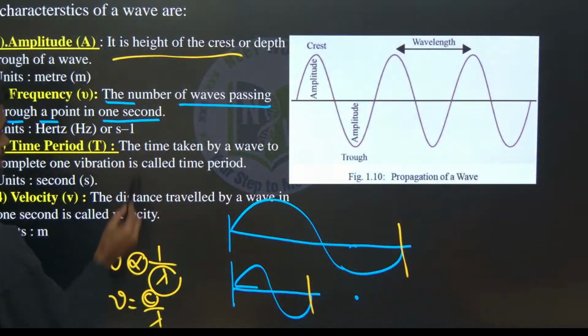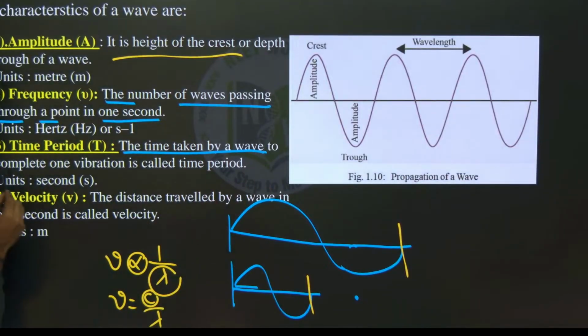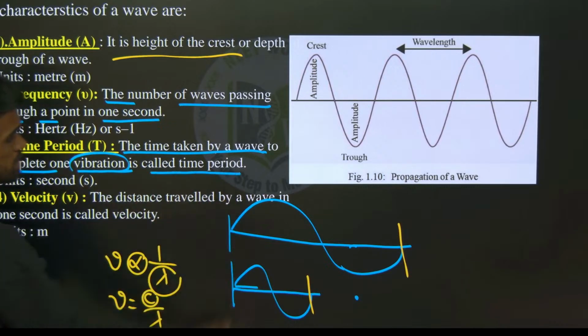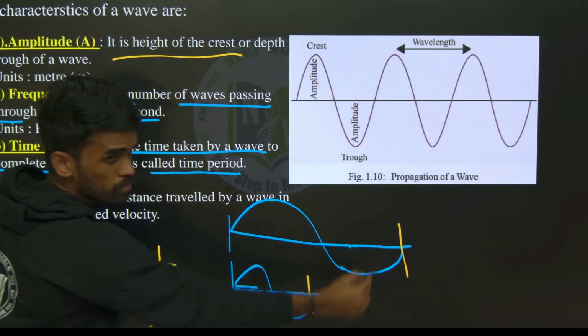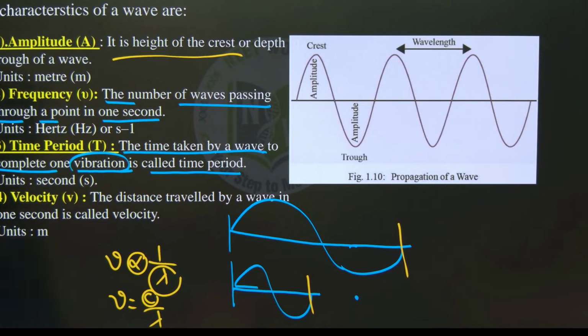So just see here, the time taken by a wave to complete one vibration. One vibration means one cycle. The time required to complete one vibration is called its time period. Like, for one cycle to complete, how much time is required.